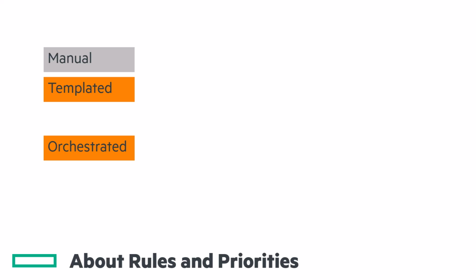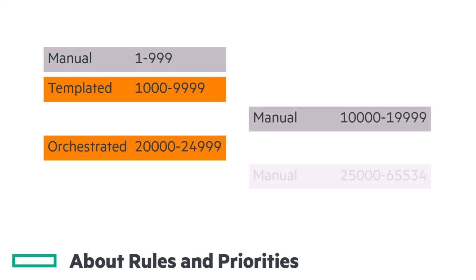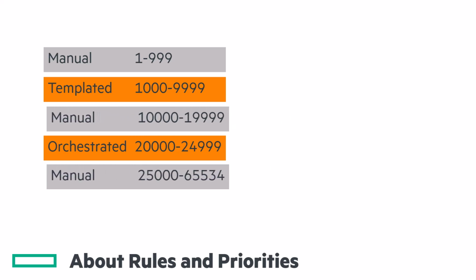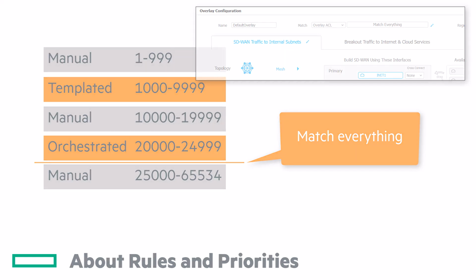There are three types of rules: manual, templated, and orchestrated, each of which have a priority range available. Manual from 1 to 999. Templated is 1000 to 9999. And orchestrated goes from 20,000 to 24,999. You can create manual rules outside the templated and orchestrated ranges as well, but they may not be matched, as there is usually a match everything rule in the orchestrated range.